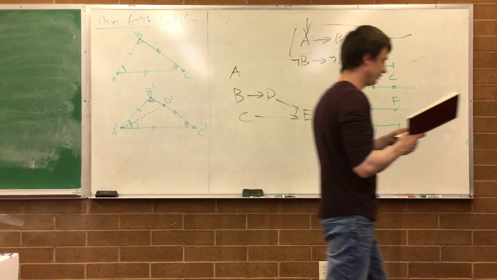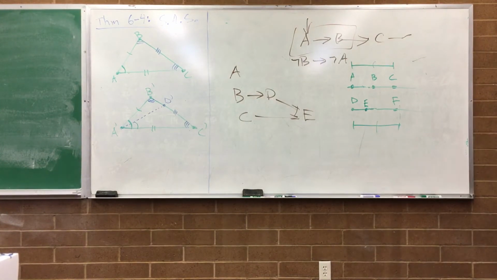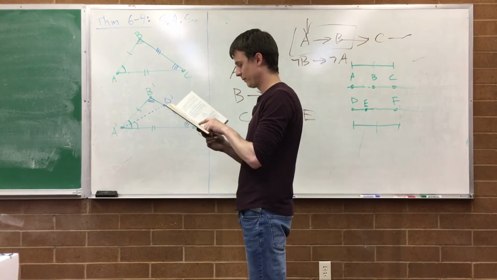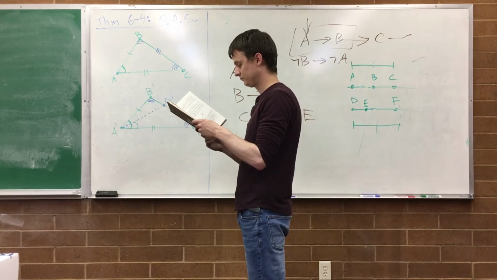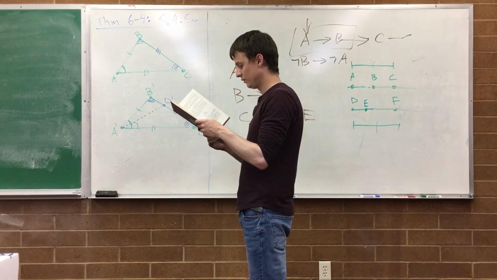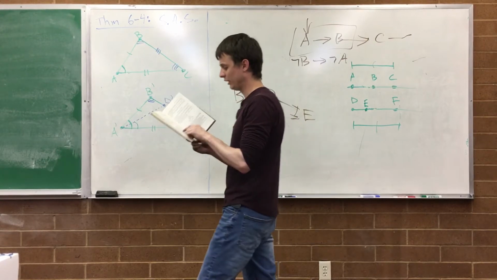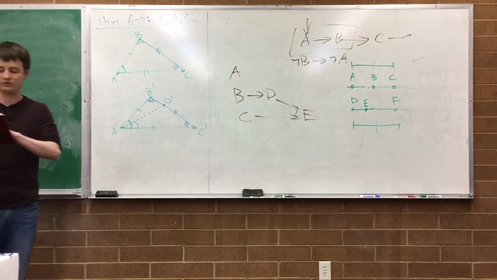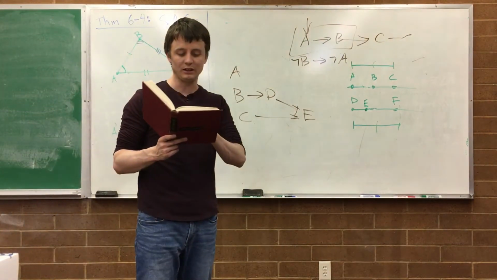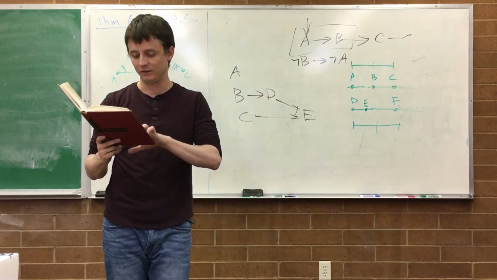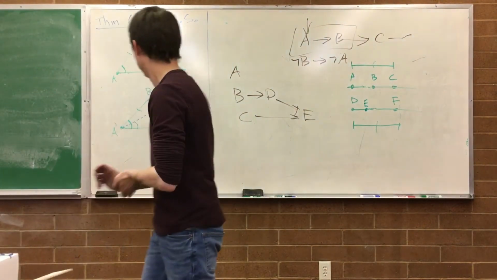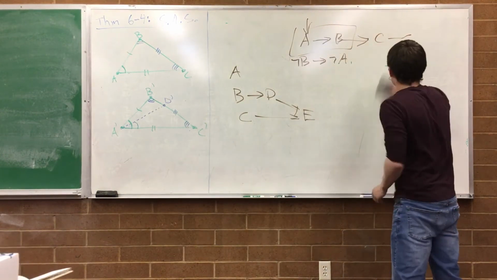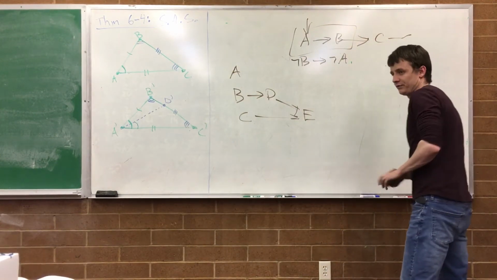If ABC is an isosceles triangle with vertex A, and D and E are the midpoints of AB and AC respectively, then BE is congruent to CD. So, let's get a picture of what that's saying. Yeah, that's not very good verbiage.